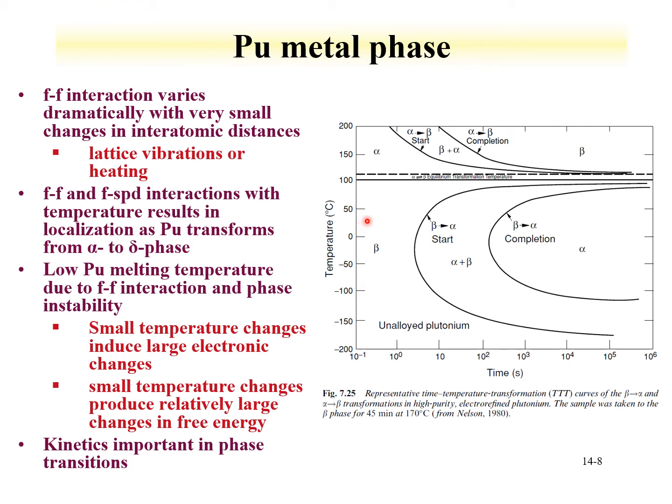At a given temperature with a certain time, these beta phases, which are unstable, will start to go to an alpha and a beta phase and then complete over to an alpha phase. And the reverse is true for the alpha going to the beta. This behavior is all related to the mixing of the different orbitals that can be occupied in the plutonium metal.